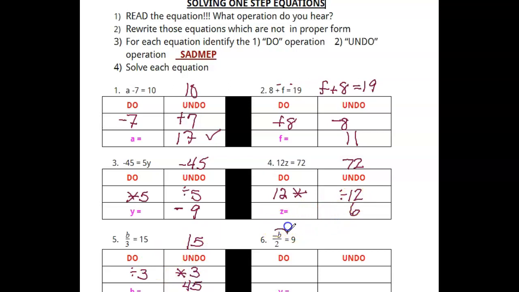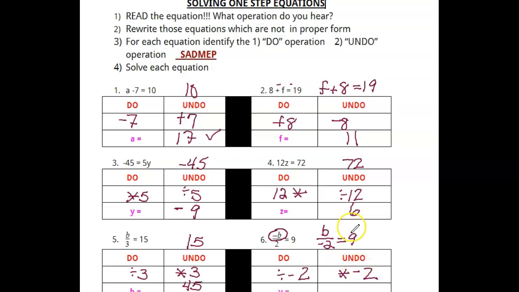Here's one where I want to caution you. There is no such thing as a negative variable. This is where rewriting those equations comes in. I don't want this negative on the variable. I'm going to put it on the bottom. So this doesn't say negative b divided by 2. It says b divided by a negative 2. So something divided by a negative 2 is 9.